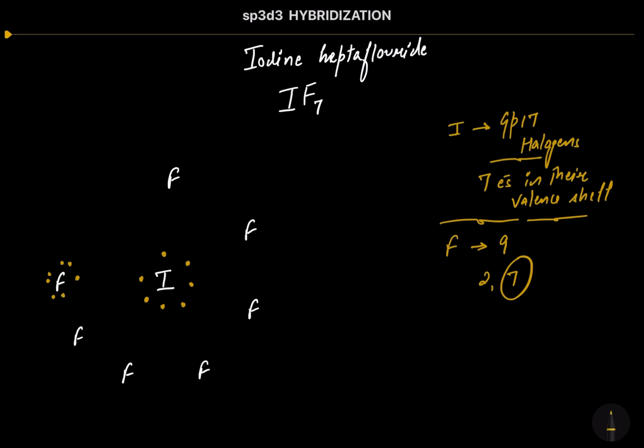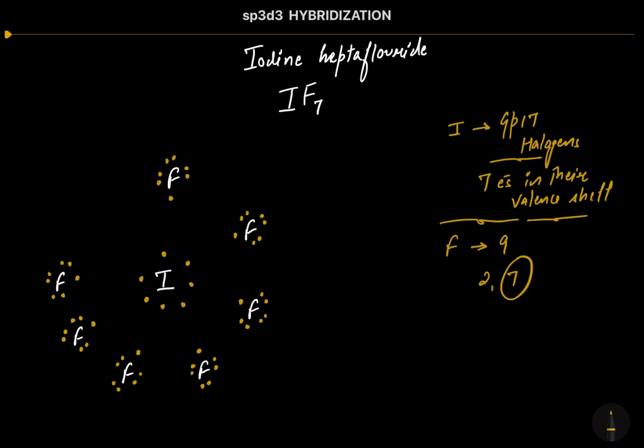Now let's come to the second fluorine, the third fluorine, the fourth fluorine, the fifth fluorine, the sixth fluorine, and the seventh fluorine. In each case, we mark the first electron, second, third, fourth, fifth, sixth, and the seventh.